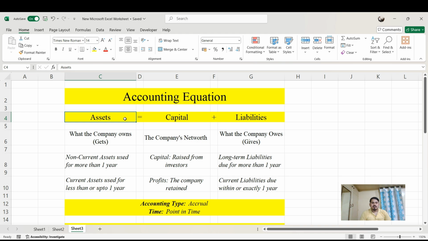The next one is the capital. It is the investment made by the different owners in the form of different assets. One owner will contribute in the form of cash, another in the form of land and building, another in the form of plant and machinery, etc. Altogether, we call it the company's net worth, which also represents the capital. The next one is the liability.